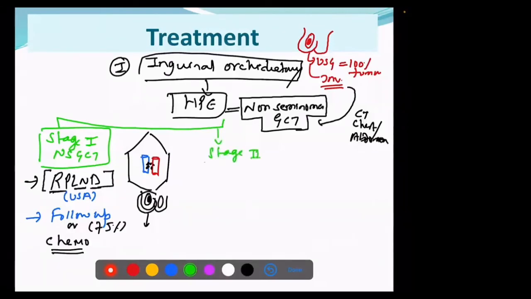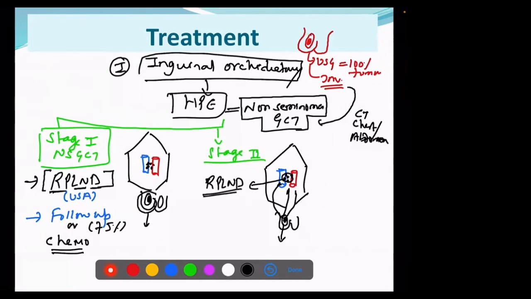Stage 2 means there's a tumor in the testis with involvement of retroperitoneal lymph nodes by these cancer cells, which can be seen by CT scan. Okay, this is stage 2. Stage 2 is straightforward. You have already removed the testis. Now remove these lymph nodes. RPLND is the best option for stage 2. Remove the retroperitoneal lymph nodes. Okay.